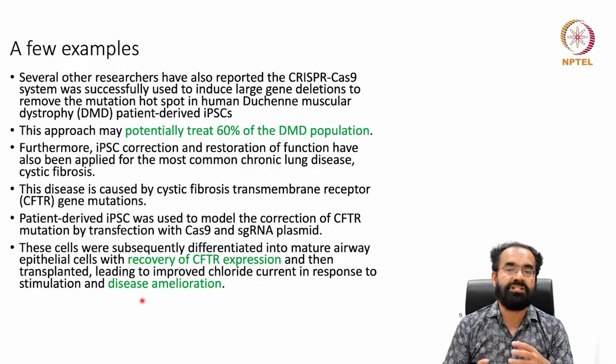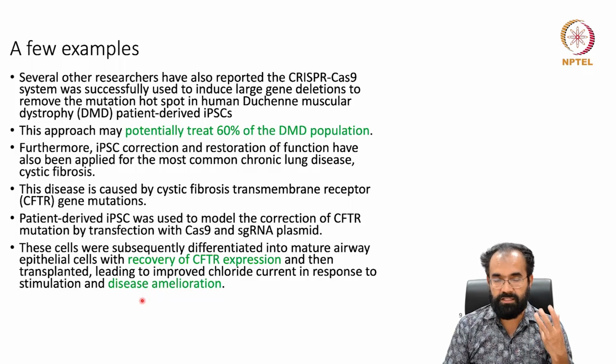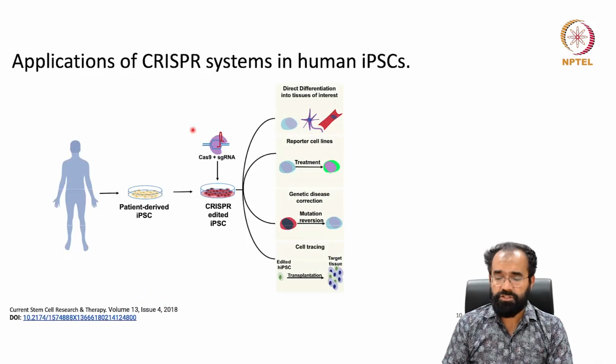So the complexity of the disease is controlled and the patient survives. If you look further at the application of CRISPR-Cas9 systems in human iPSCs, in this picture taken from these publications, you can see patient-derived iPSCs are generated, and now you are culturing them and culturing after editing. So first you culture these cells, edit using the CRISPR-Cas9 approach, and you grow the edited cells.